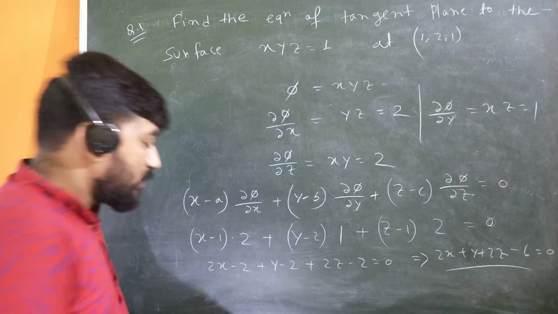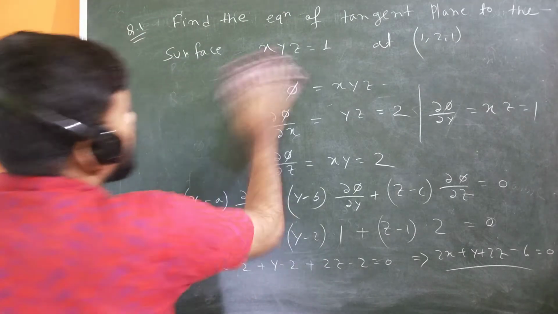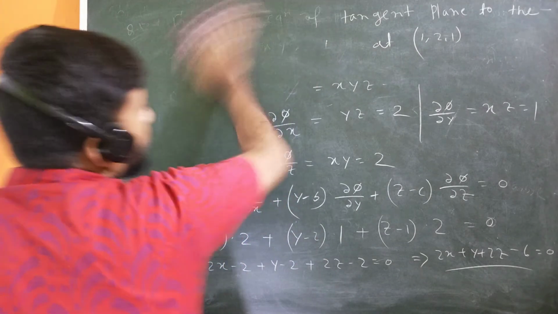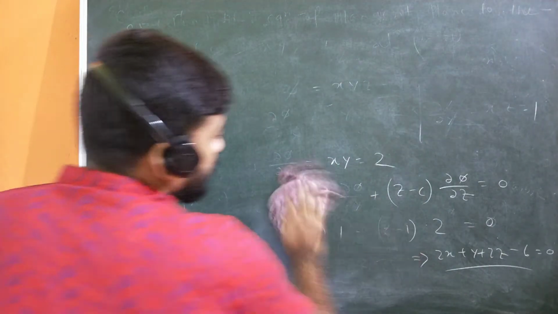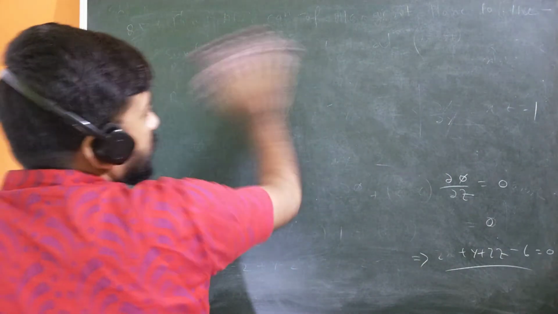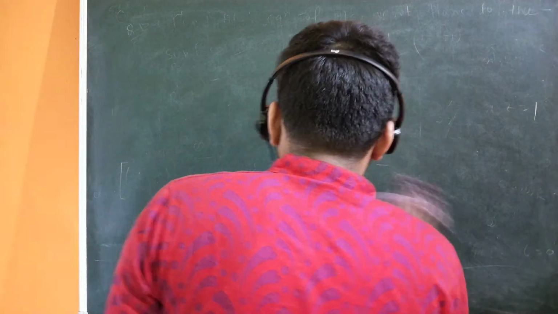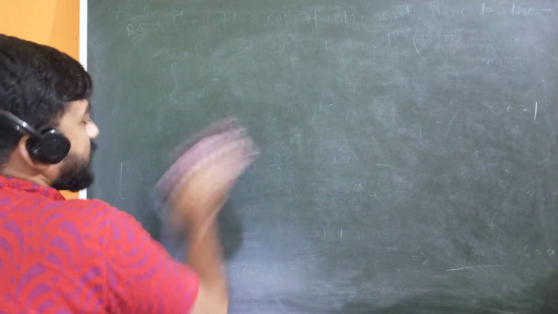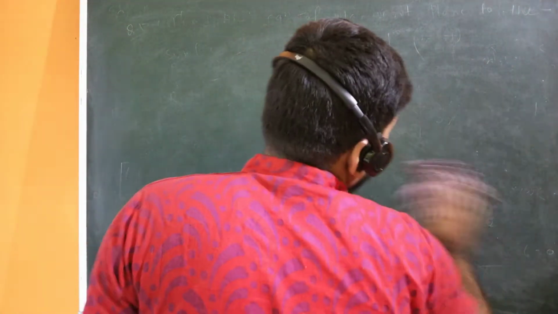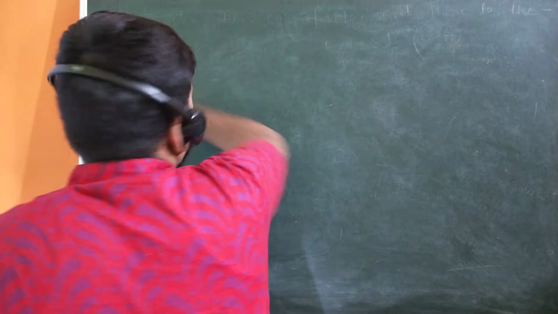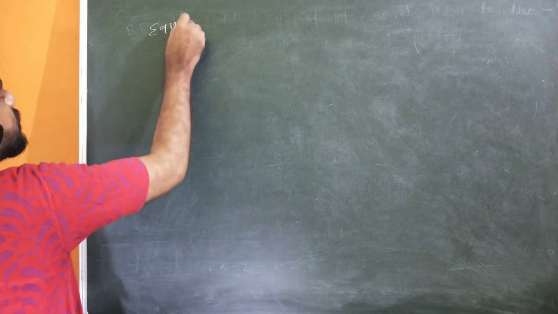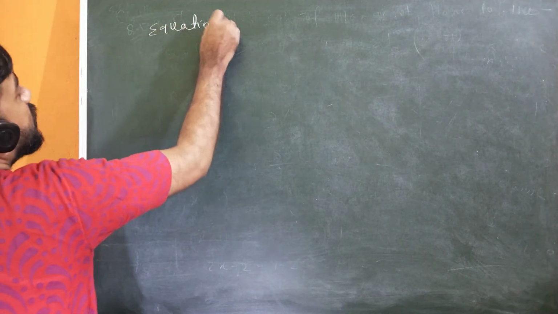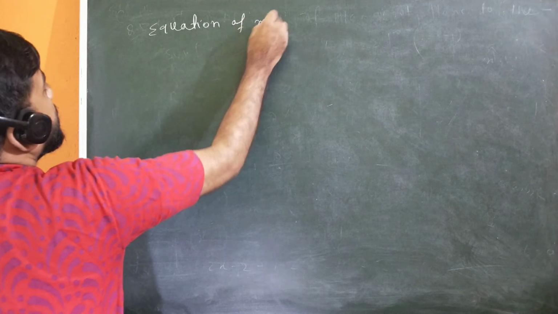Similarly, we can find the equation of the normal to the surface. So how can we find the equation of the normal? Let me find the equation of the normal to this plane also. If you remember this result of the equation of the tangent plane and the equation of the normal, then you can solve a problem instantaneously. So now let me find the equation of the normal also, the standard form of the equation of the normal.